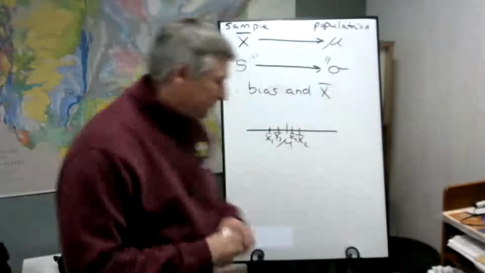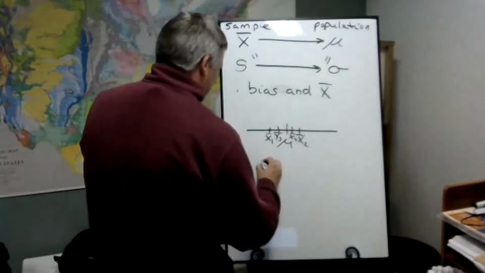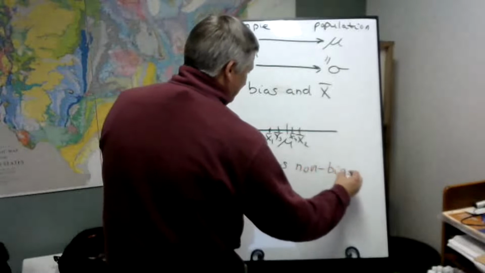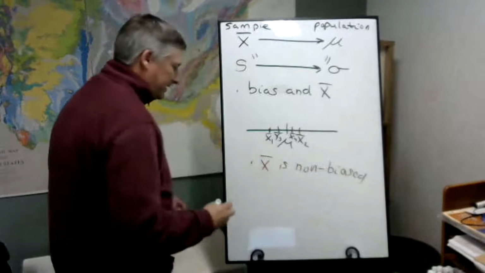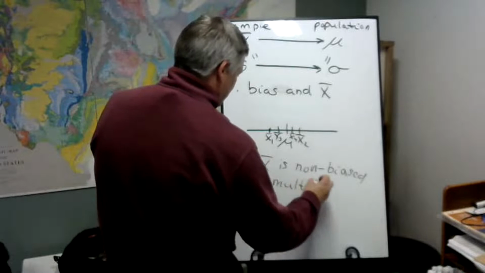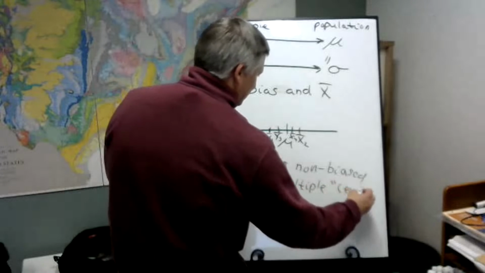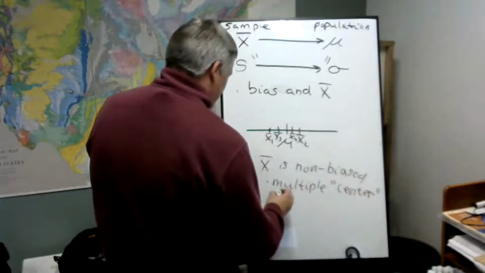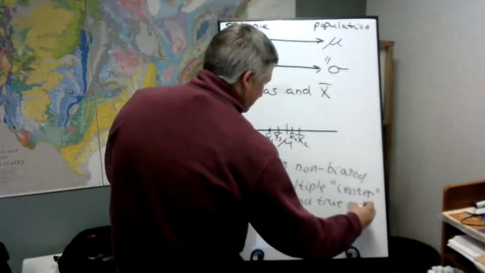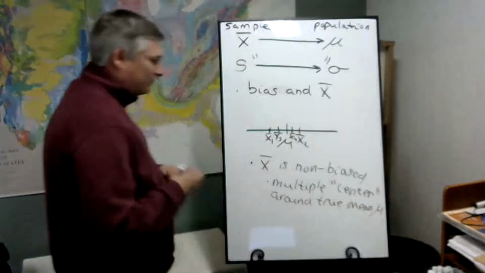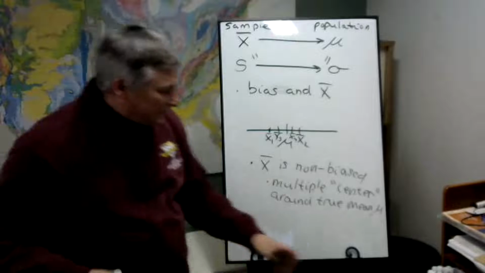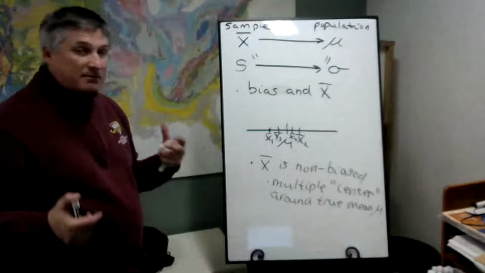Because that's the case, we say that X bar is non-biased. And it means that multiple X bars center around the true mean. Or you could say gather around it. That might be a better word. So that's the idea of being non-biased.